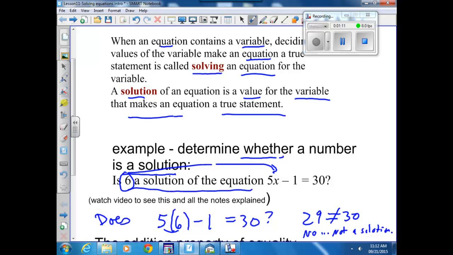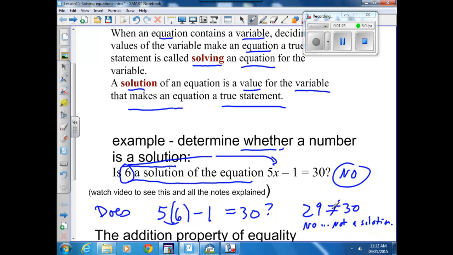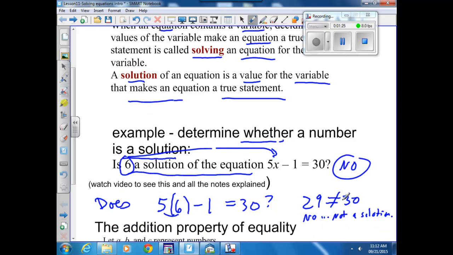Okay, so the answer to this was no. So initially, when I ask you if something is a solution, we just literally store it in place of the variable, crank it out, see whether it comes to be a true statement or not.